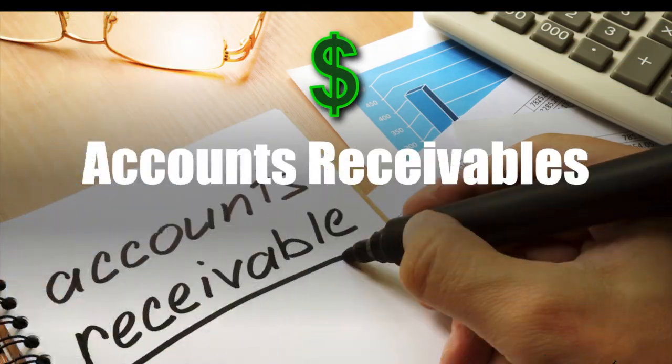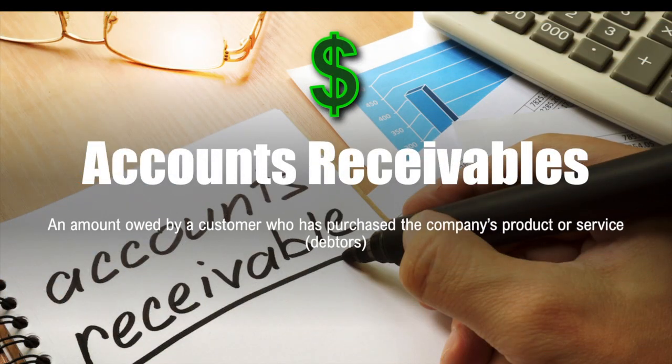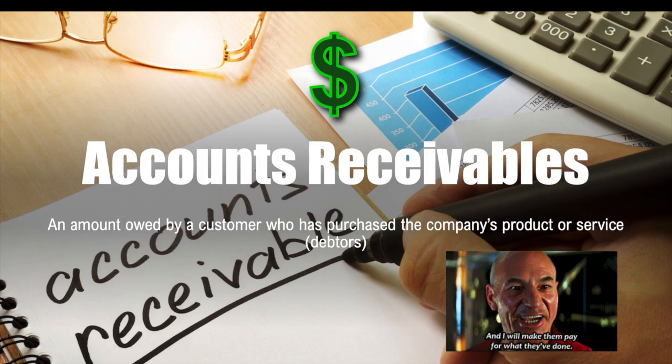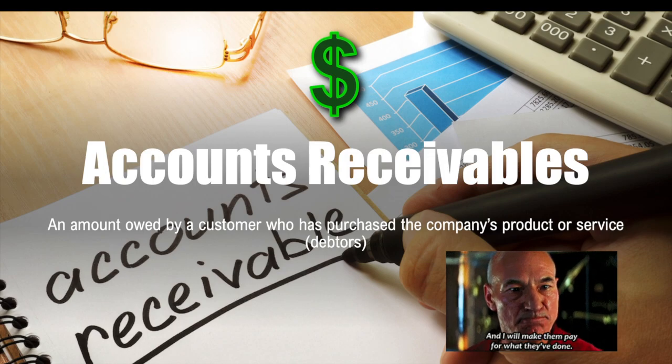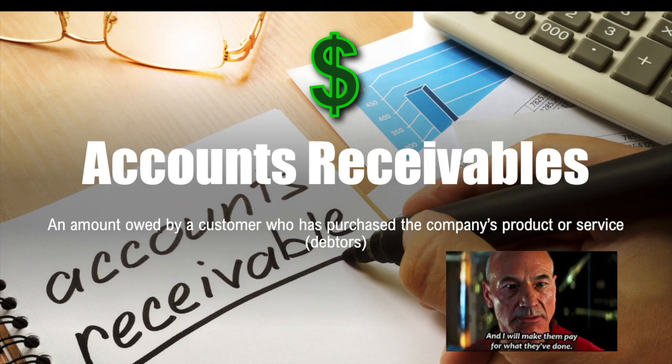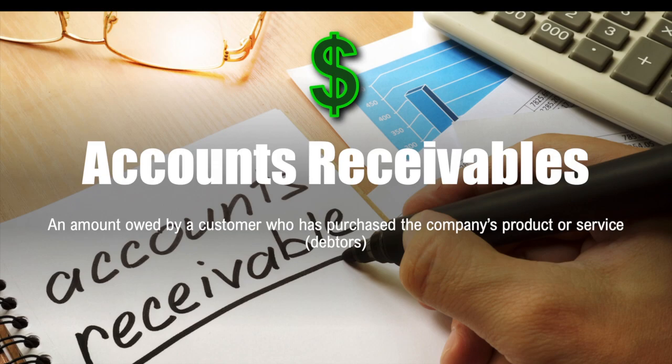What are receivables? Well, a receivable, also known as accounts receivable, is an amount owed by a customer who has purchased the company's product or services. They are also known as debtors. They are reported as a current asset on the balance sheet, however companies don't normally collect all their receivables.